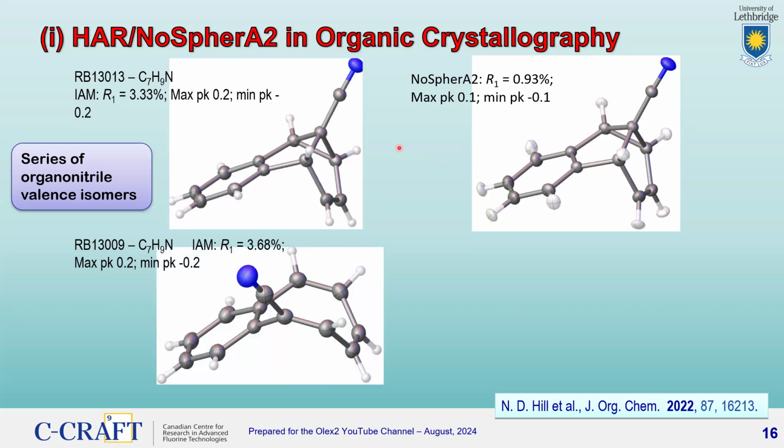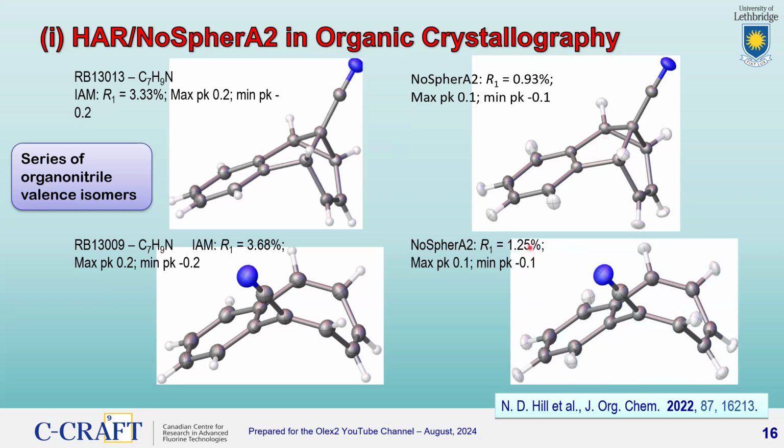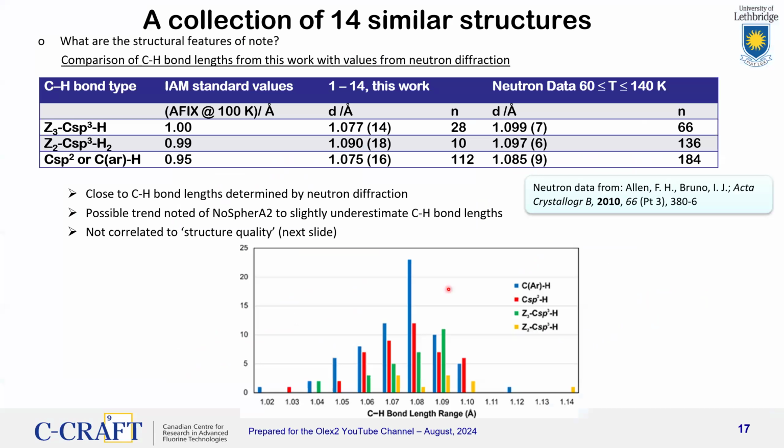Here's a second example. Again, a very good structure in the IAM, but when you implement NoSpherA2, the R factor goes down by a factor of 3, and again, we're halving the background electron density map intensities, so a much better structural result. Then we've done this for 14 similar structures, and I won't bore you with the details. You can read the paper if you're interested. But let's focus in on the features of note.